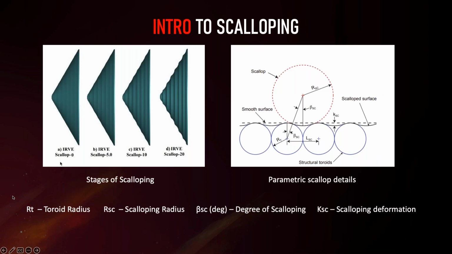So there are several different degrees of scalloping. Degrees of scalloping means depending on the intensity of the pressure load, the scalloping will increase. Scalloping 0 means almost a smooth surface. Scallop 5 means some deflection is there. As the pressure load increases, the degree of scalloping also increases based on the pressure load. So you can see that in the figure here.